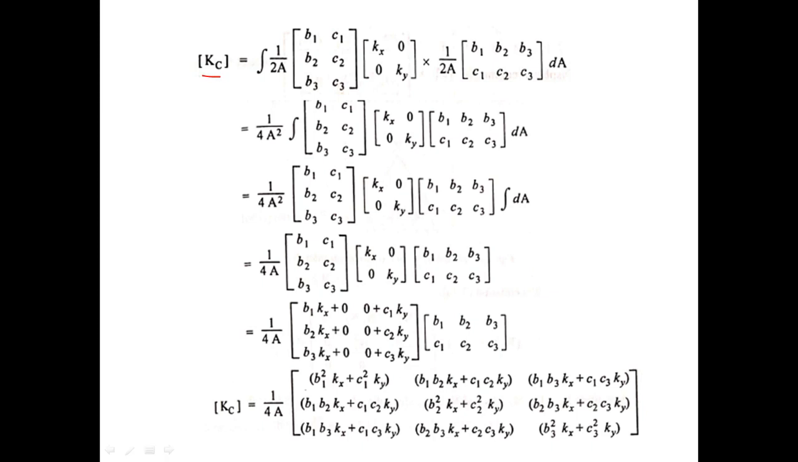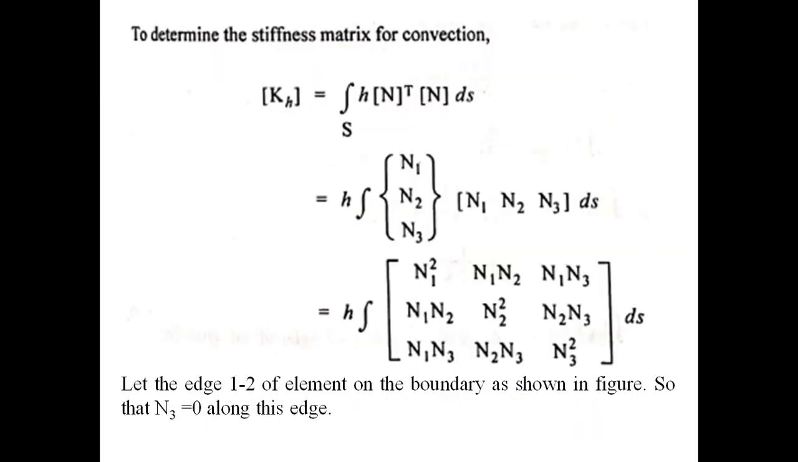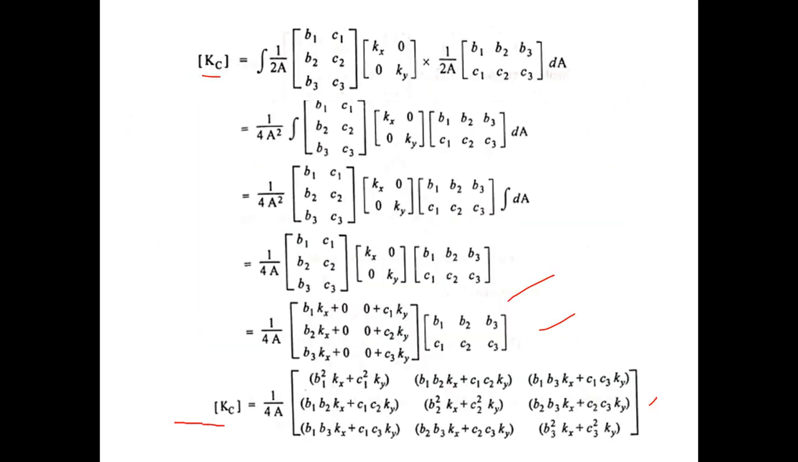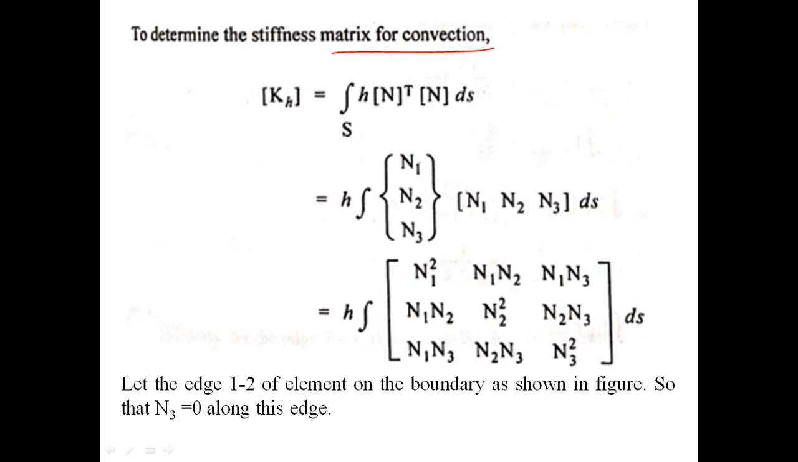In this slide we discussed Kc. Now we are going to discuss the stiffness matrix for convection, that is Kh. The stiffness matrix for conduction is Kc, and the stiffness matrix for convection is Kh. That is the surface integral of h N transpose N dS. It is a standard equation that we already know. Therefore we apply the shape functions and again carry out the matrix multiplications.